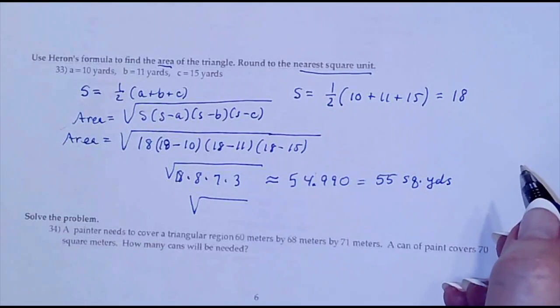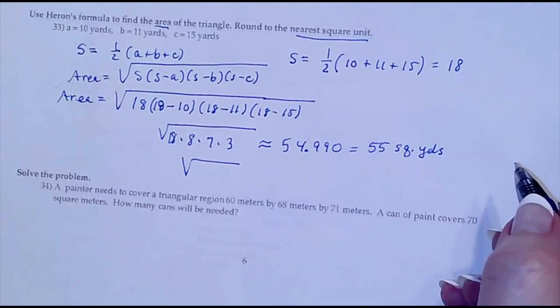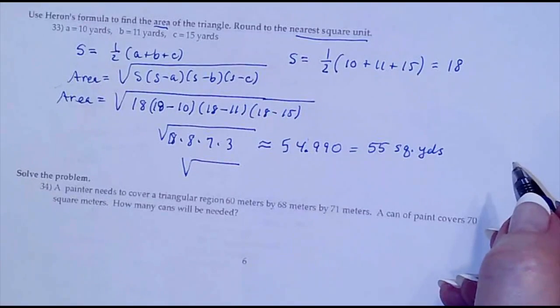Now number 34 is going to do the same kind of thing, except at the end they ask how many cans of paint. So you're going to divide when you get how many square meters it is, and then divide that by 70.